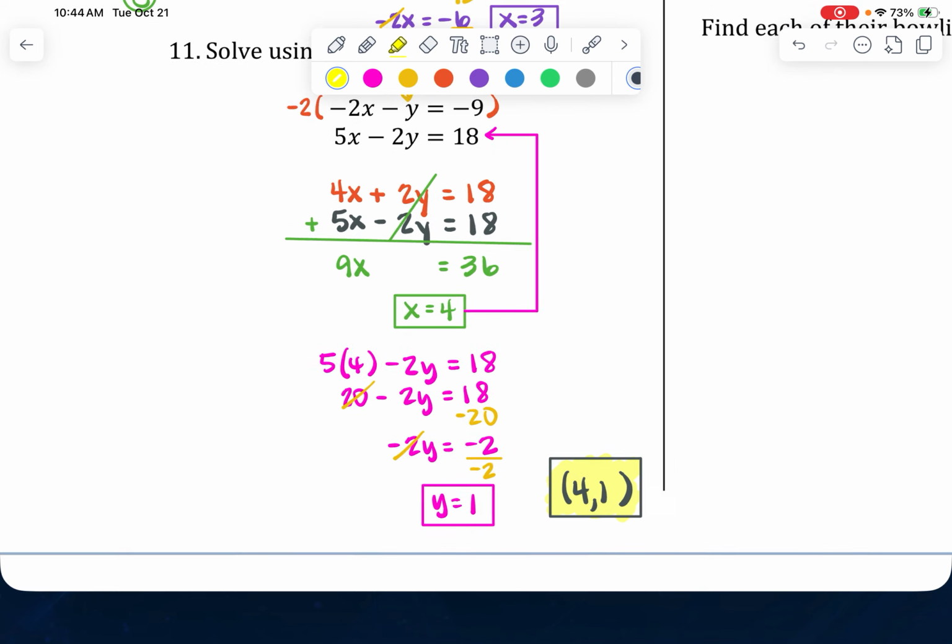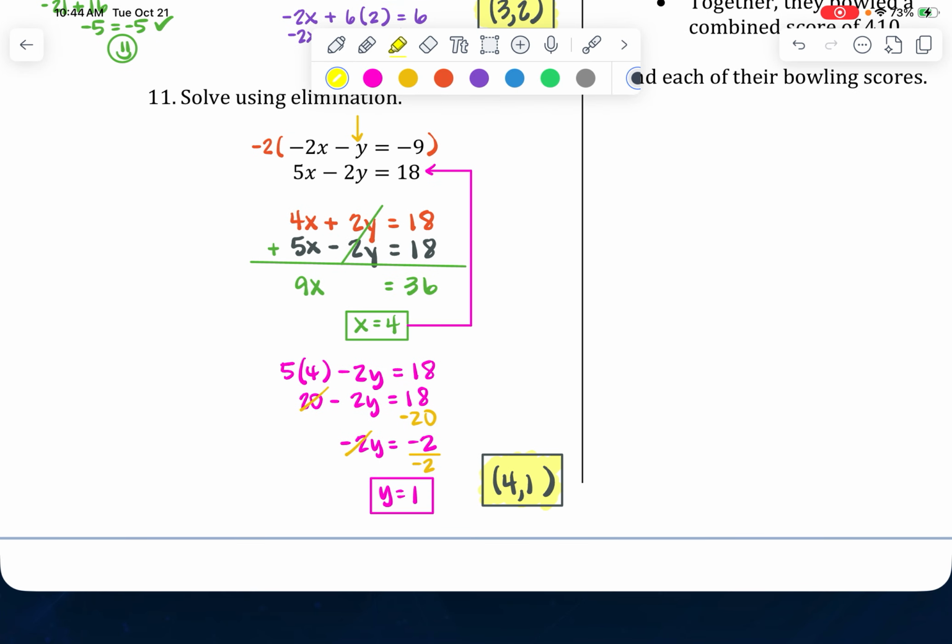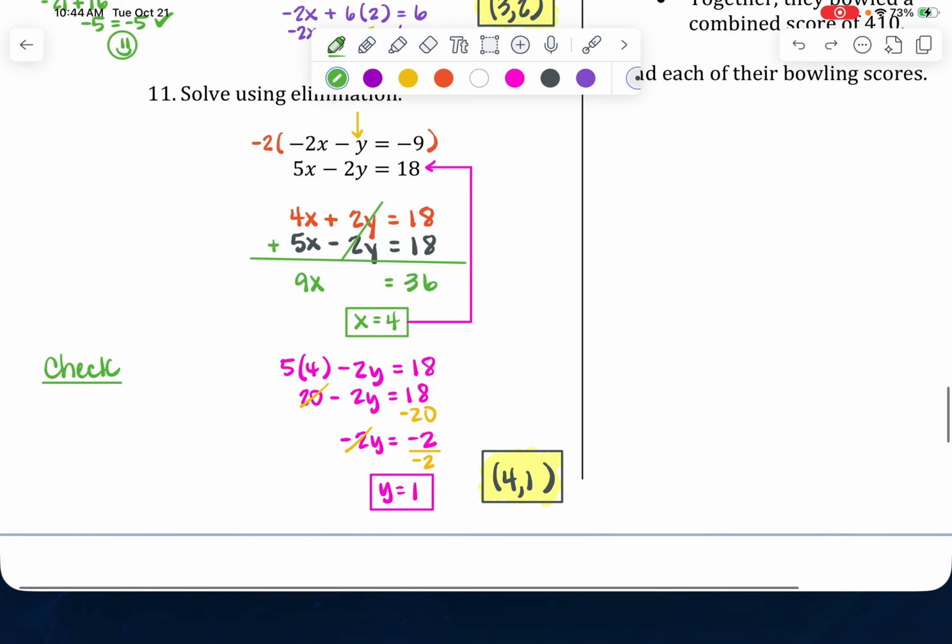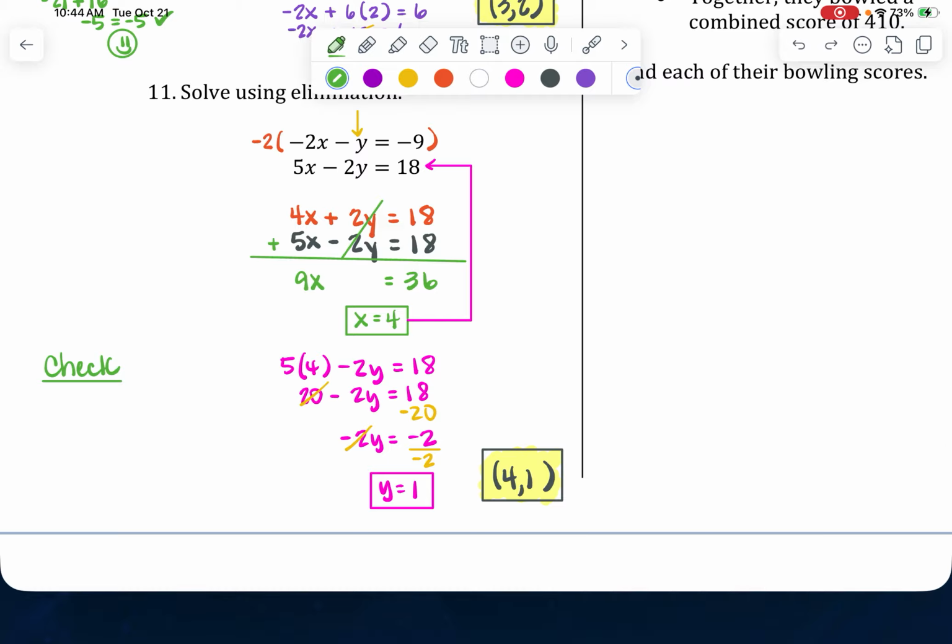Now again, I have a few spare minutes, so I'm going to go over here really quick and just check my answer. Now I already used the bottom equation, so I'm going to go ahead and just double check it with that original top equation, that negative 2x minus y equals negative 9, and just make sure my answer works there too. So negative 2 times my 4 minus the y, which is 1, right? Does that give me negative 9? Well, that gives me negative 8 minus 1, what do you know, which is negative 9. Yay.